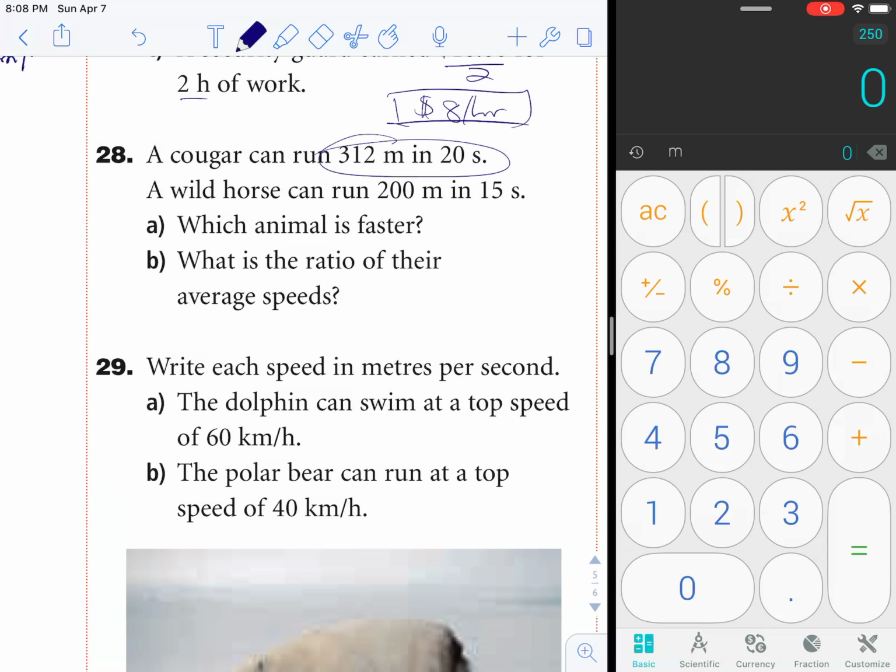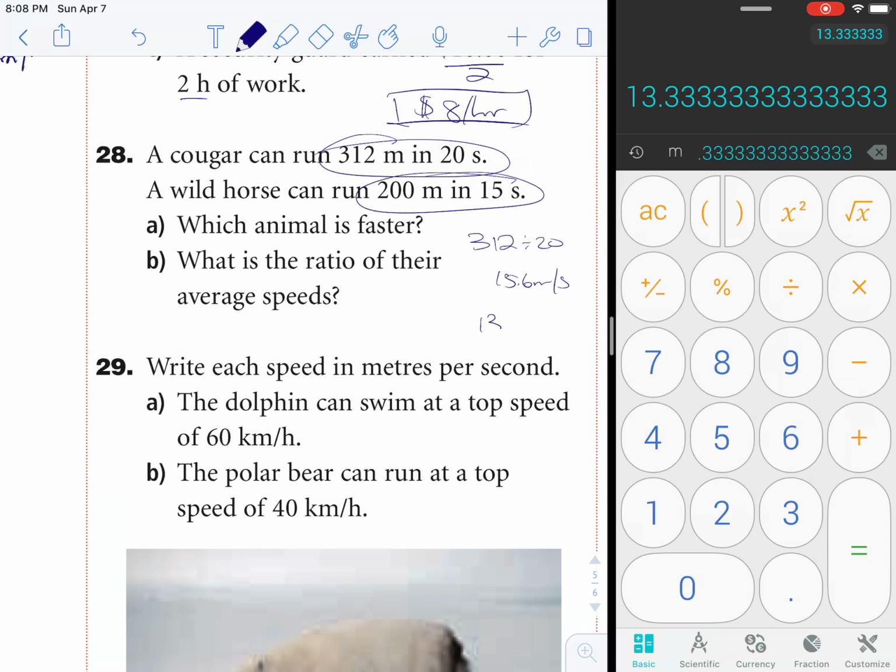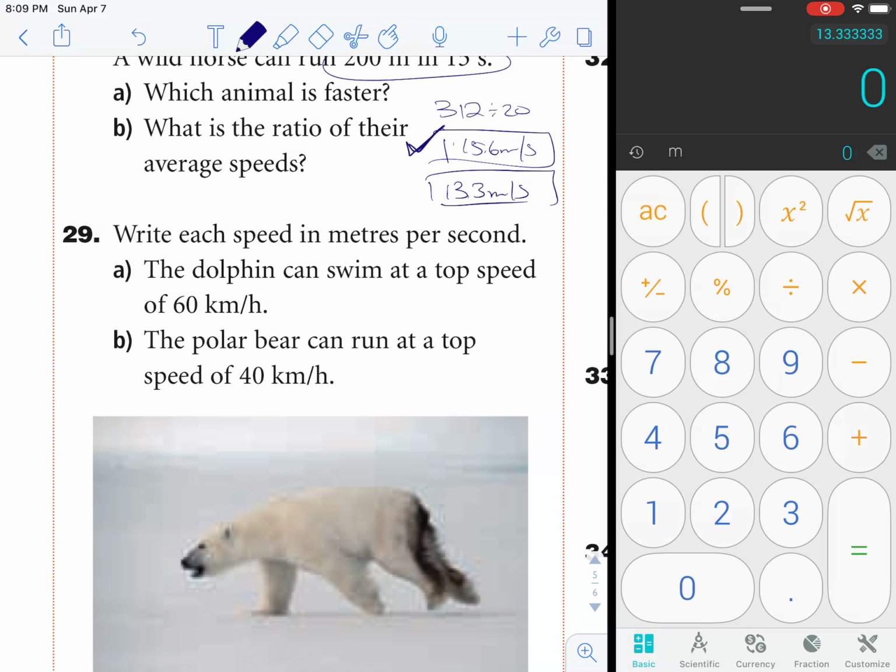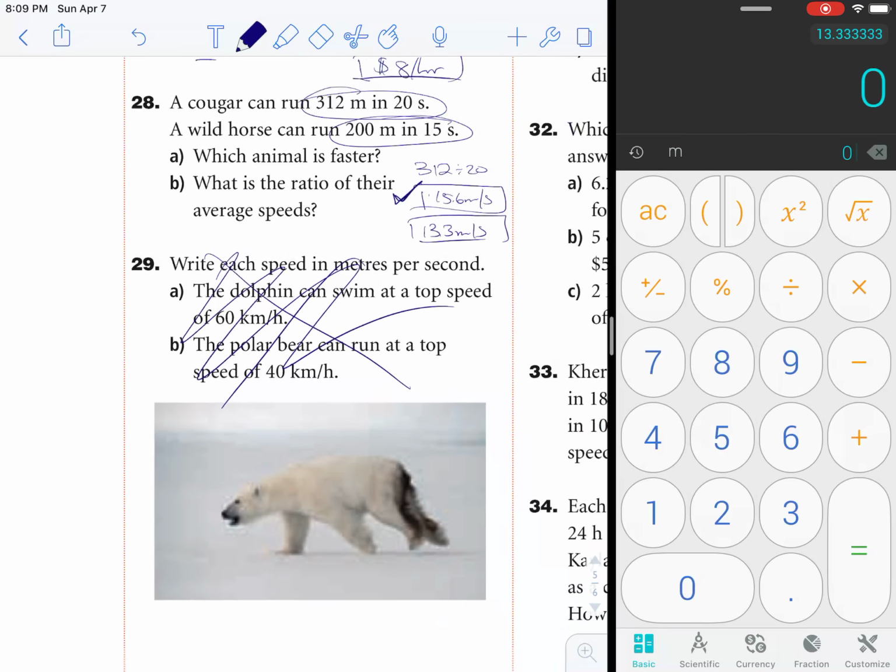Cougar can run 312 meters in 20 seconds, and this horse can run that. Which animal's faster? So unit rate 312 divided by 20. 15.6 meters per second, and then the horse 200 divided by 15. That gives us 13.3 meters per second. So which one's faster? The cougar. Okay, meters per second. This one don't do.